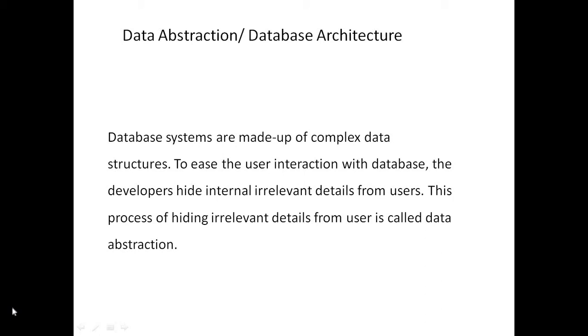Database systems are made up of complex data structures. To ease the user interaction with the database, the developers hide internal irrelevant details from users. This process of hiding irrelevant details from the user is called data abstraction.